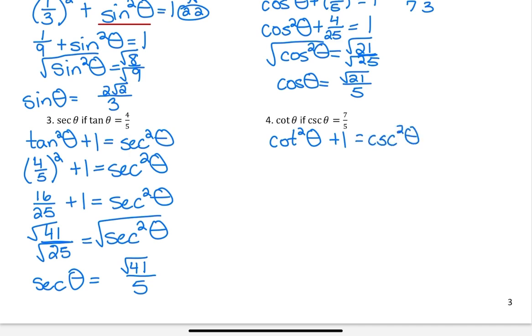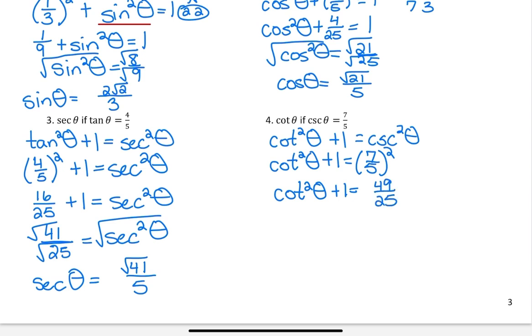We know that cosecant is 7/5, so we can replace that. 7/5 squared is 49/25. Then we'll subtract 1 from both sides. 49/25 minus 1 gives me 24/25. Then we'll square root both sides.